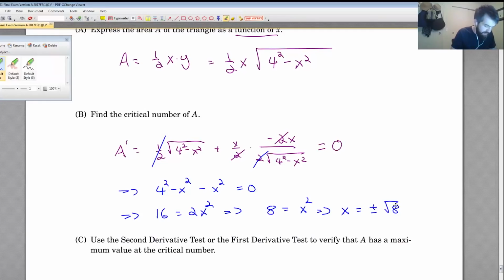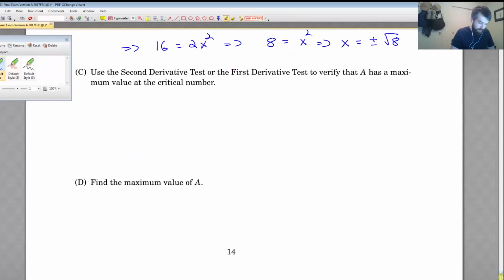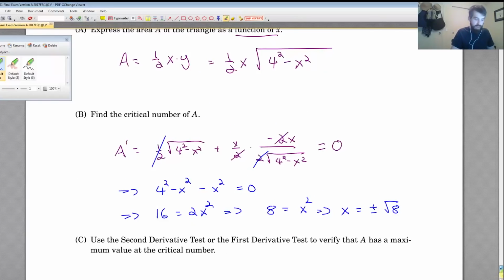Did I make any other typos? It seems weird that I did square root of 8, not square root of 4 or something. Am I off by a factor of 2? If so, tell me in the chat. But for now, I'm going to say plus or minus the square root of 8.